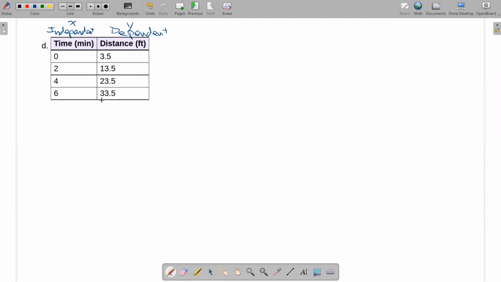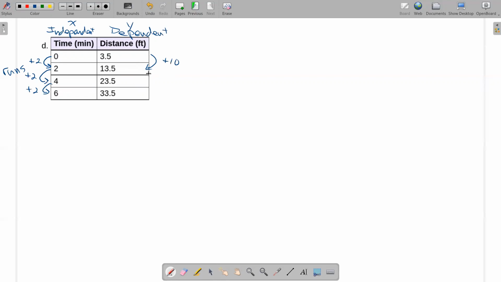Independent first, dependent second. So when I say, to go from 0 to 2, that's a +2 increase. From 2 to 4, that's a +2 increase. From 4 to 6, that's a +2 increase. These numbers right here are runs, so I'm moving in the X direction.